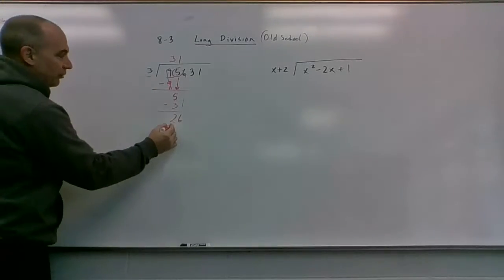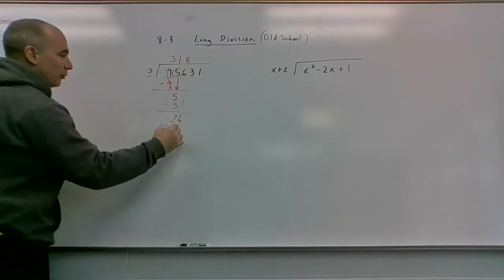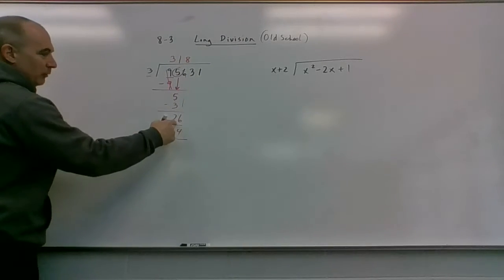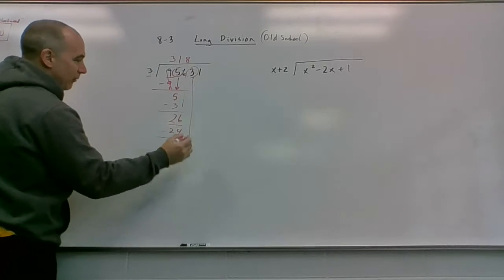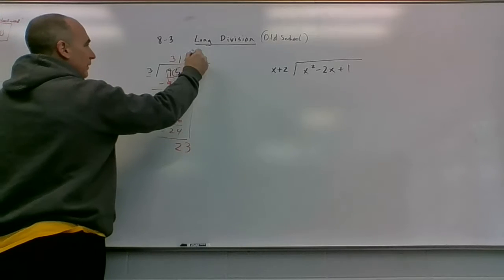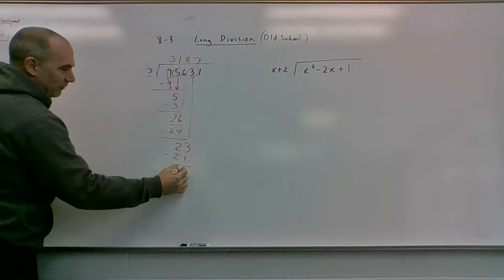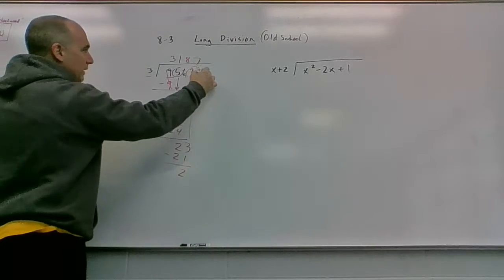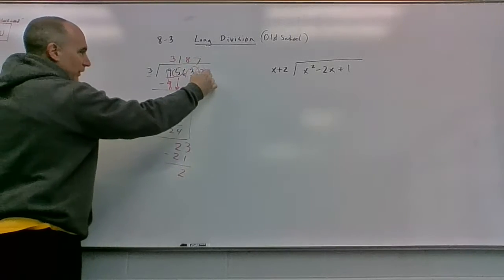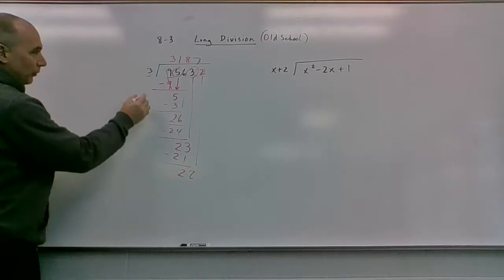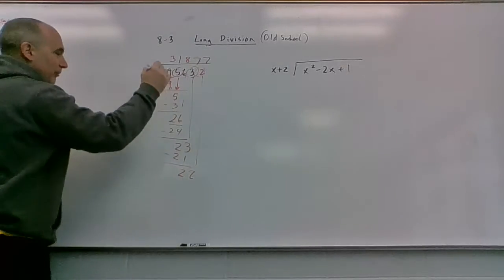Here we go. How many times is 3 going into 26? 8. So we put that up here. 8 times 3 is 24. Subtract. 26 minus 24 is 2. What we've got to do to this? Bring that down. How many times is 3 going into 23? 7. 7 times 3 is 21. Subtract. 23 minus 21 is 2. Bring the 1 down. Oh, I didn't mean for this to happen. I'm going to change that to a 2. Bring the 2 down, and we got 22. So 3 goes into 22 7 times. 7 times 3 is 21.